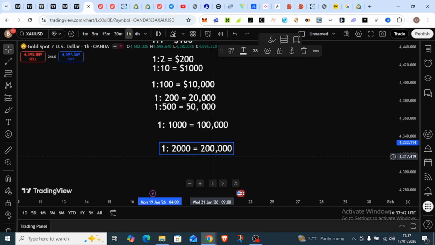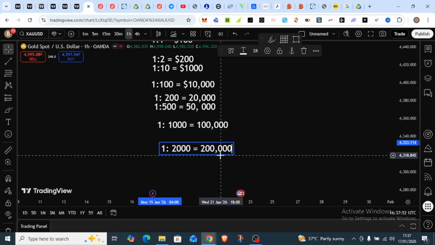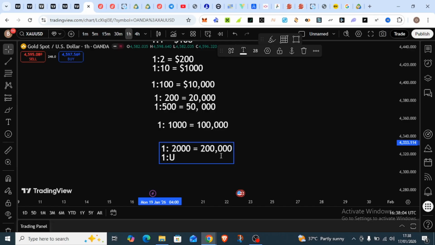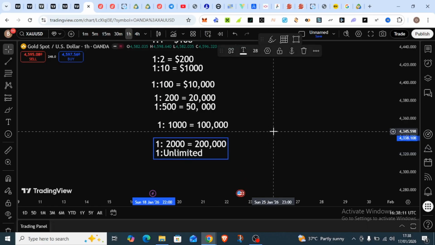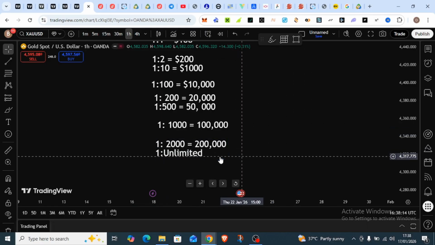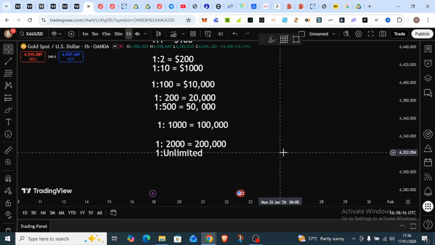200,000. You cannot buy beyond 200,000 units on a 1:2,000 leverage account. And let's take the last one for this particular stage. 1:unlimited. There are some brokers that have unlimited leverage. And make sure you watch this video to the end so that you know how to use leverage.